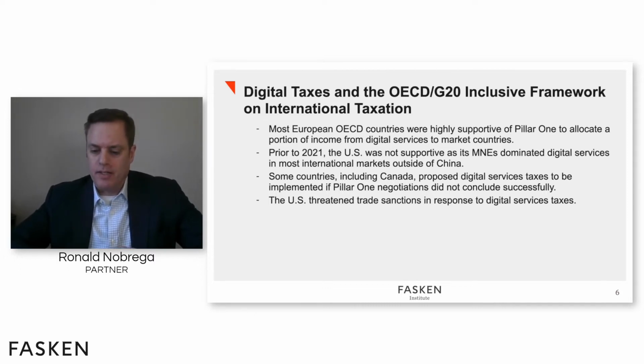I'll deal first with some of the background to it. Most European countries were very supportive of Pillar 1 because it would allocate additional tax base to their countries. Prior to 2021, the US was not at all supportive because it dominated the digital economy, digital services in most international markets outside of China. Some countries leading up to the Pillar 1 and Pillar 2 negotiations that were finally settled were proposing their own digital services tax if Pillar 1 was not successfully implemented. That included Canada. The US did threaten sanctions if countries imposed their own digital services taxes. Next slide.